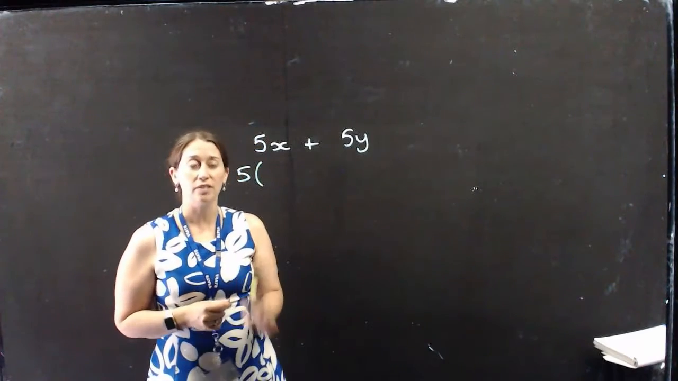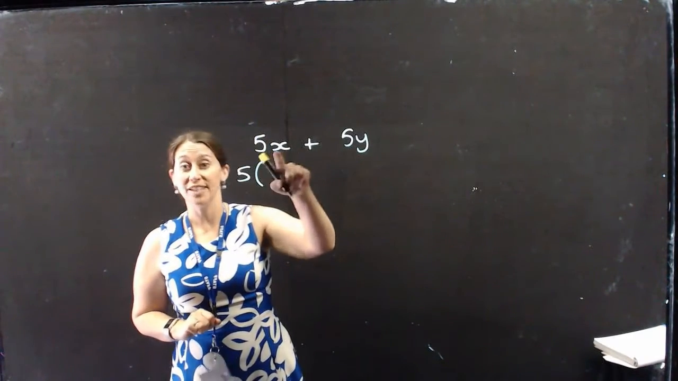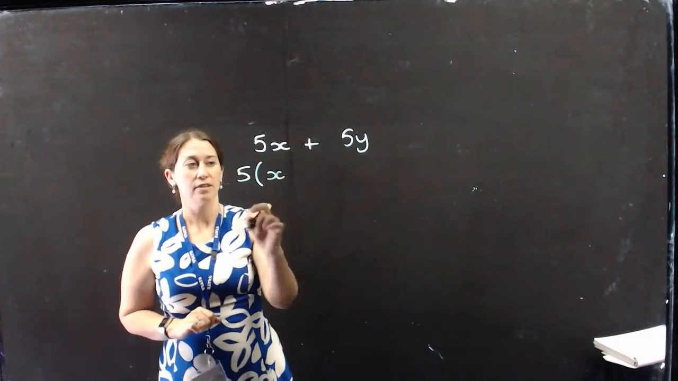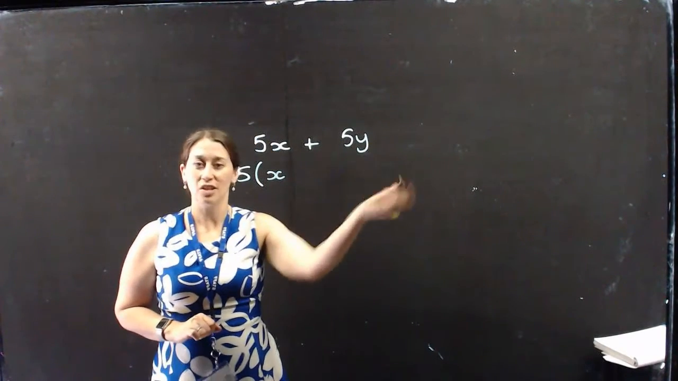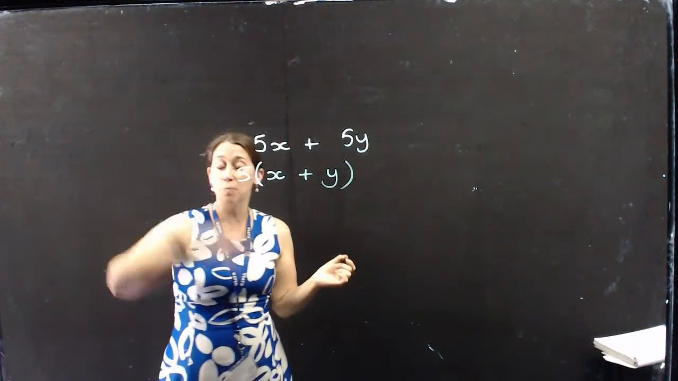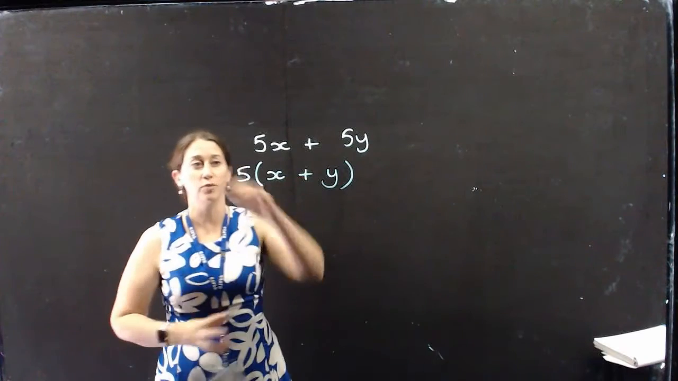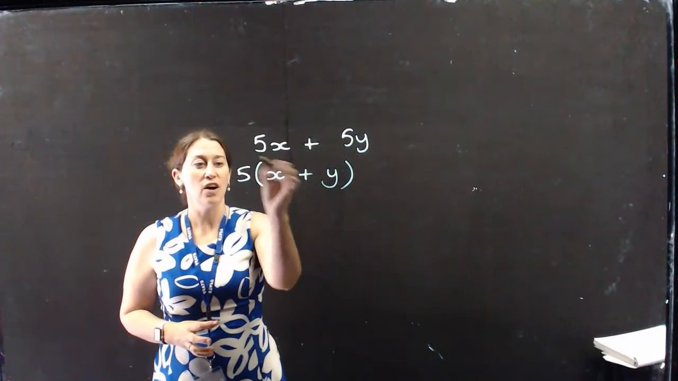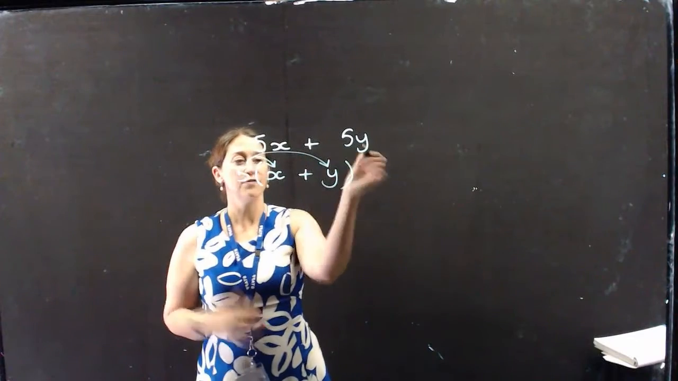So then we say to ourselves, there are two terms here. What do we multiply the 5 by to give us this term? x. What do we multiply the 5 by to give us this term? Positive y. Now let's check by expanding, because factorizing is the opposite of expanding. So if we expand, we should get back to this. 5 times x is 5x, and 5 times y is 5y.